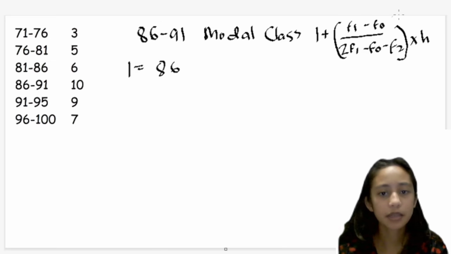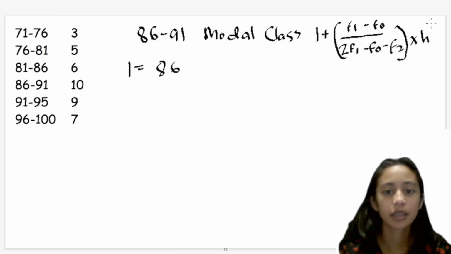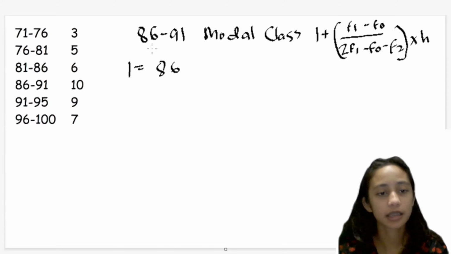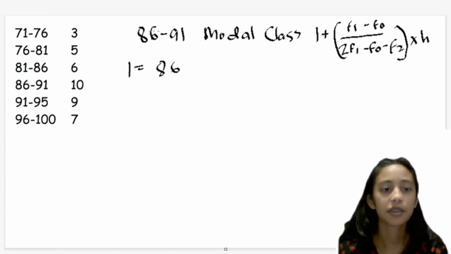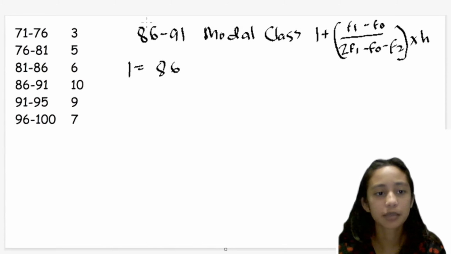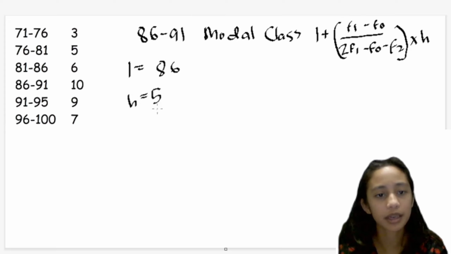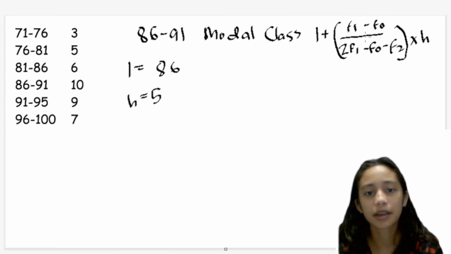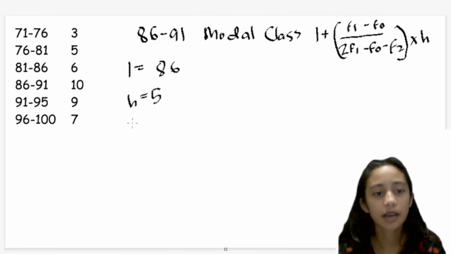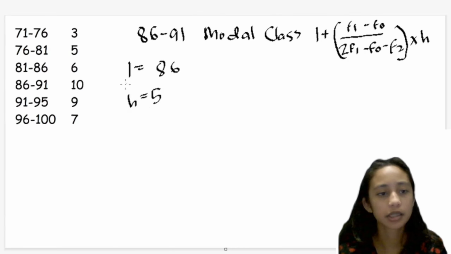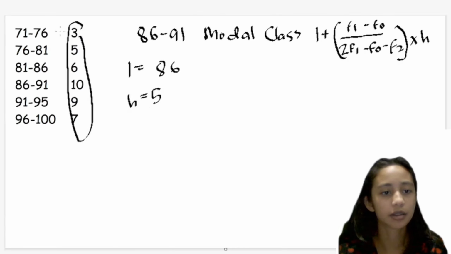And then up next, we have to find this little tidbit here, the size of class interval, which is basically the amount of numbers that is between 86 to 91. So let's hurry it up and put that as 5. And now we have these little f's. These f's stand for frequency, which is basically this column here.